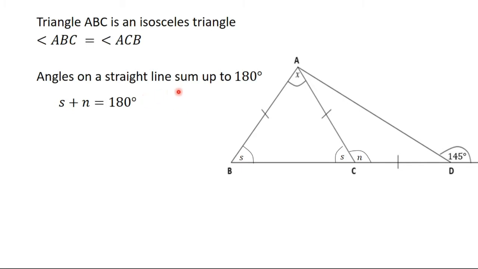Because angles on a straight line add up to 180 degrees, you can say that S plus N will give us 180 degrees. We know the value of N, right? It's 110 degrees. So S plus 110 degrees will give us 180 degrees. So you simplify and S is giving us 70 degrees. Remember, the question is not telling us to find the value of this side here, which is S. We are finding the value of S here.